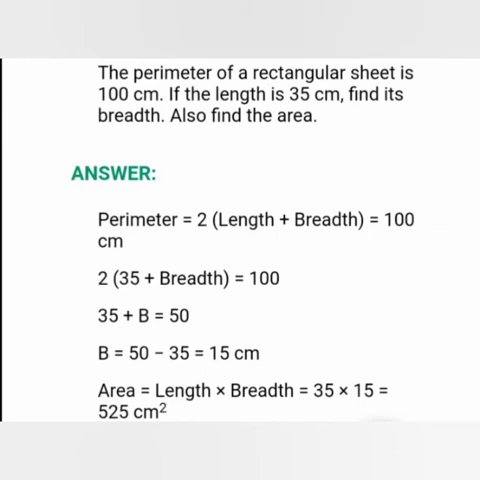Therefore the breadth is equal to 15 centimeter. And now we can find the area of the rectangular sheet, that is length into breadth. Length is already given as 35 and breadth we have found as 15. So 35 multiplied by 15 is 525 centimeter square. So this is the area of the rectangular sheet.